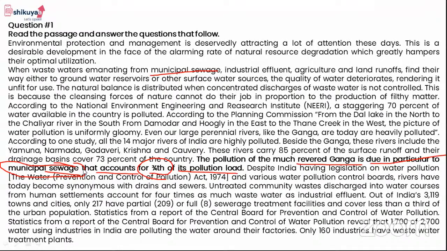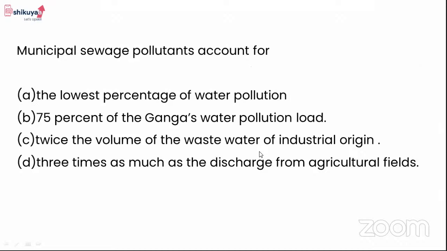Okay, are you getting it? If you see this, when the wastewaters emanating from municipal sewage, the industrial effluents, agriculture, and land runoff find their way either to groundwater reservoirs or other surface water sources, the quality of water deteriorates. This is nothing to do with our question, right? They are purely talking about what? Look at this. Municipal sewage pollutants account for 75% of Ganga's water pollution load. All right, that is what it says in the passage.